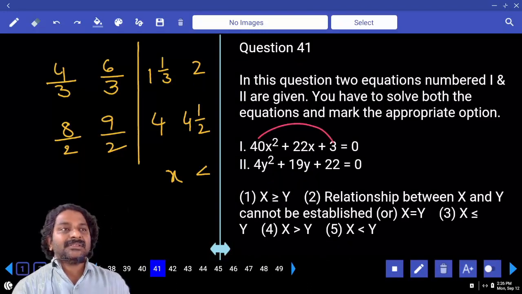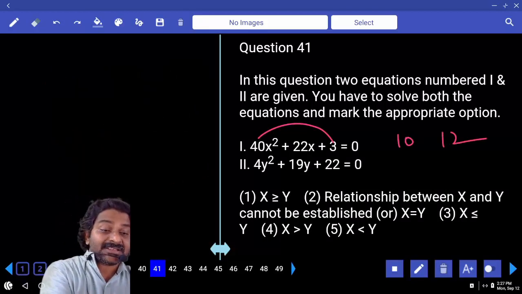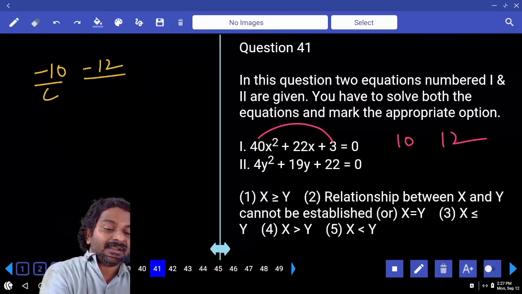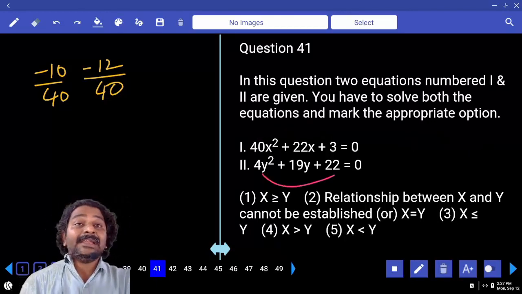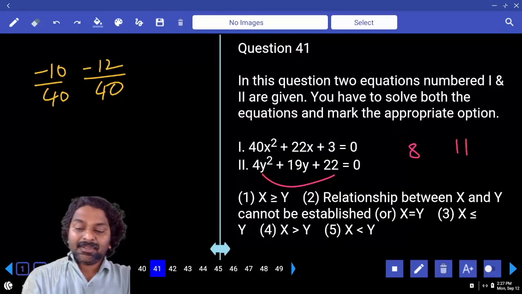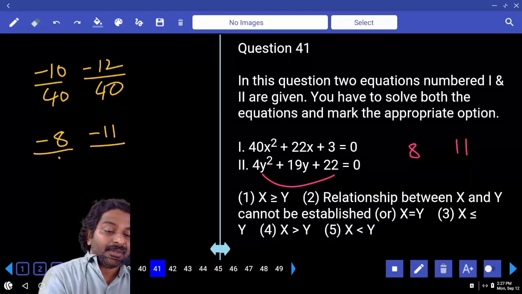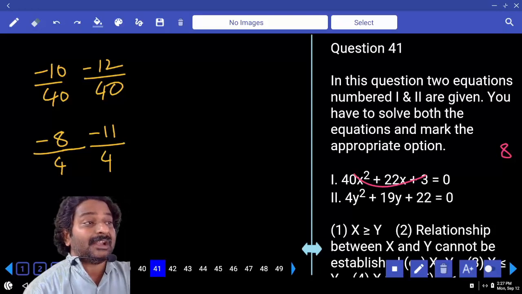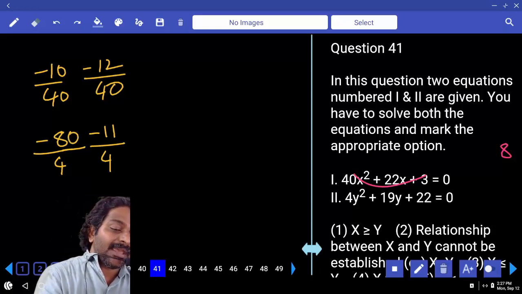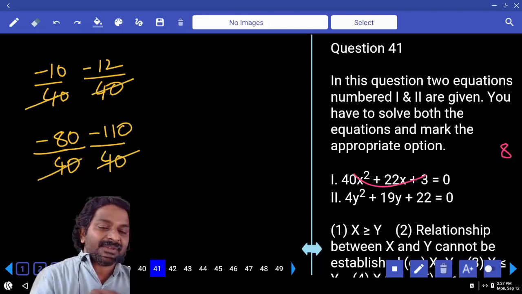Come on, product 120, combination 10 and 12. Factors are -10, -12 divided by coefficient of y square, that is 40. Next, product 88. 8 into 11 only. Factors are -8, -11 divided by 4. In order to have same denominators, I multiply both numerator and denominator with 10. Then -80 by 40, -110 by 40. Everywhere denominators are equal, so we can neglect them.